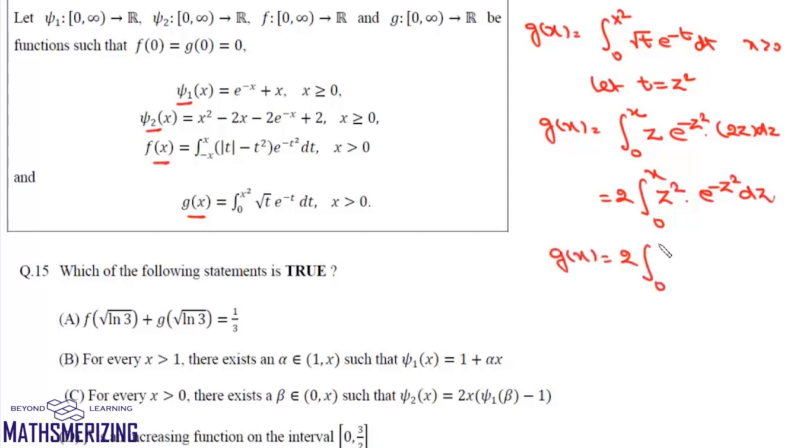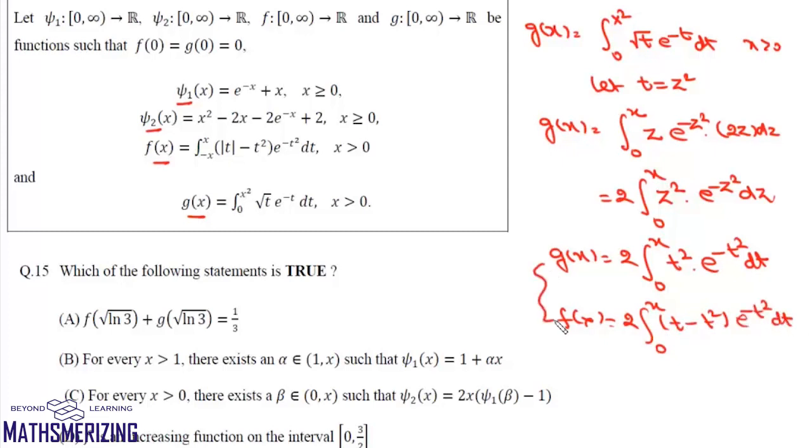So we can write this as the integral from 2 to x of e to the power minus t square dt. Now this f(x) is the integral from minus x to plus x, and it is an even function. So if it is an even function, we can write this as 2 times the integral from 0 to x. Now this mod t will be simply t, so it will be t minus t square e to the power minus t square dt.